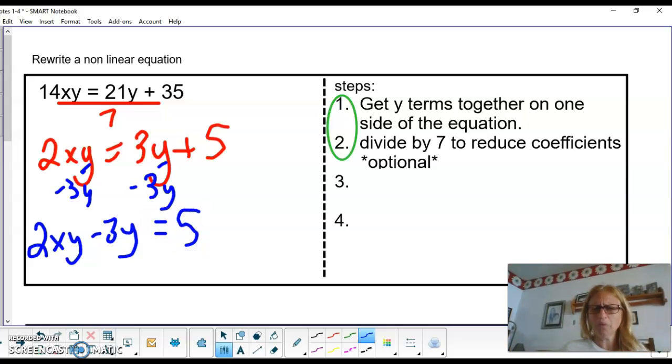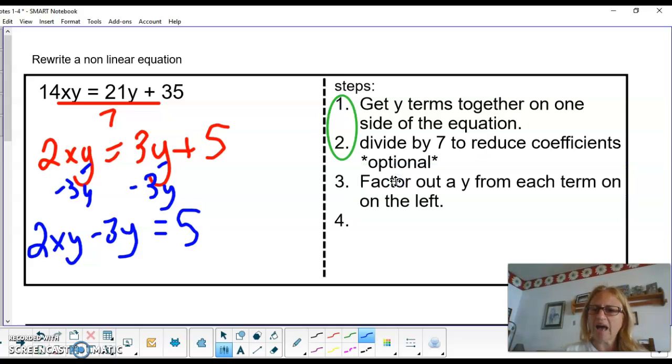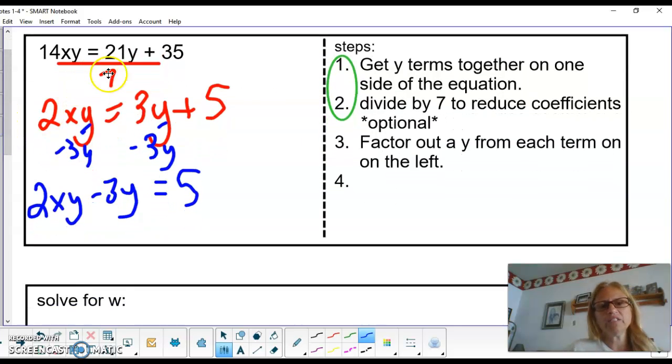Okay, so what are we going to do? Because we want it to be y equals. That's our end result. So we're going to move on to step 3. Step 3 is we're going to factor out a y from each term on the left side. Now, here we could divide by 7, and when we divide everything by 7, that 7 can just go away. It's just like reducing. However, I can't pull a 5 out of every term. I have 3 terms here. This term, this term, this term. What I'm going to do is factor out a y here, but it doesn't go away.